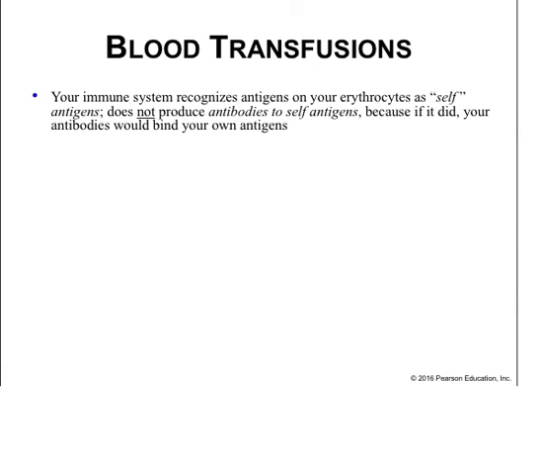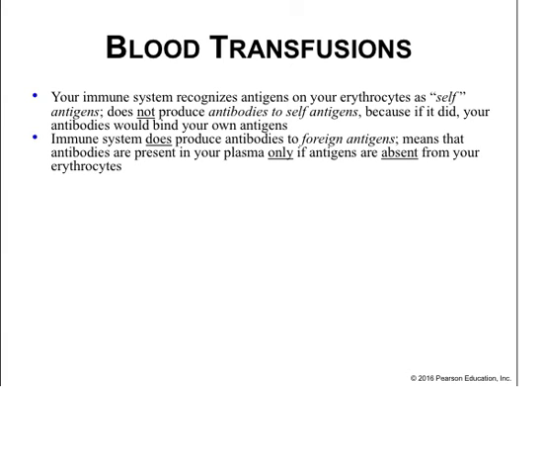Your immune system recognizes antigens on your erythrocytes as self-antigens. It does not produce antibodies to self-antigens. If it did, you would attack your own tissues. And in fact, we'll find out in the chapter on the lymphatic and immune system that this does occasionally happen for a variety of suspected reasons.